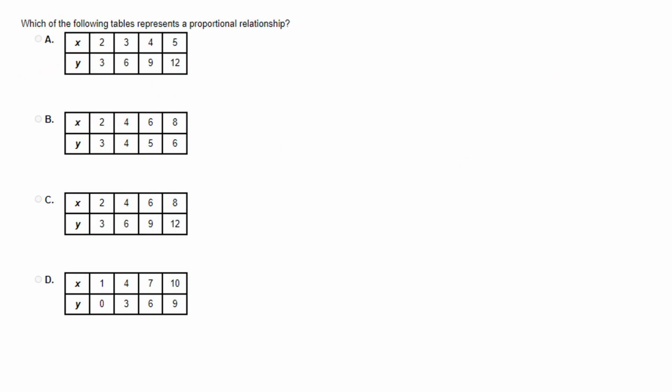Which of the following tables represents a proportional relationship? So all of these are going up consistently, but the biggest part of a proportional relationship is it passes through the origin. So what I want to do here is I want to add 2 more spots on our x and y. Okay, and I want to look at when x is 1 and 0.